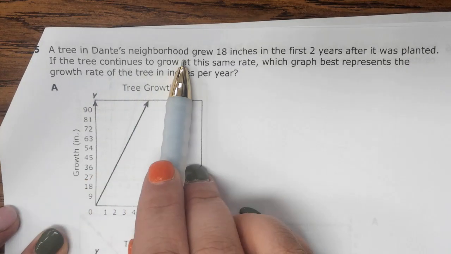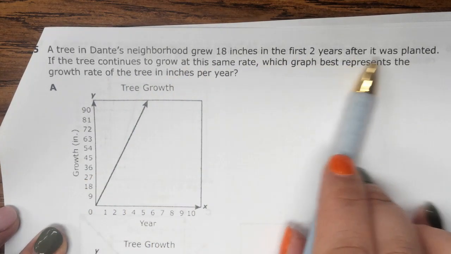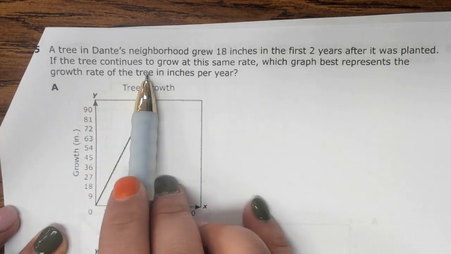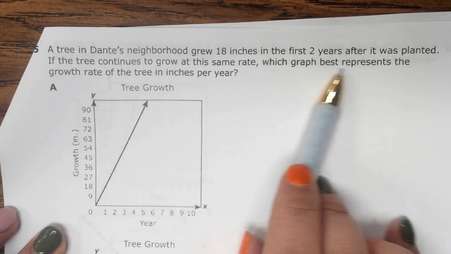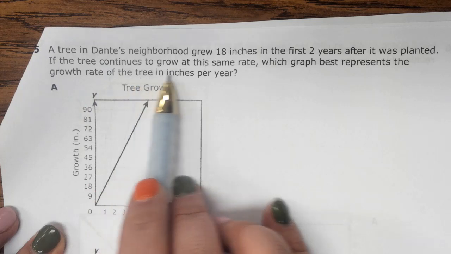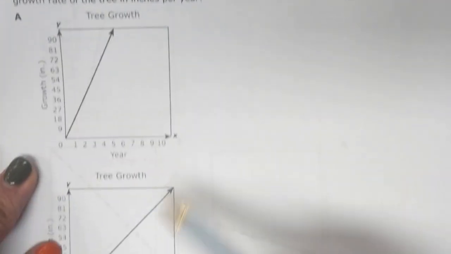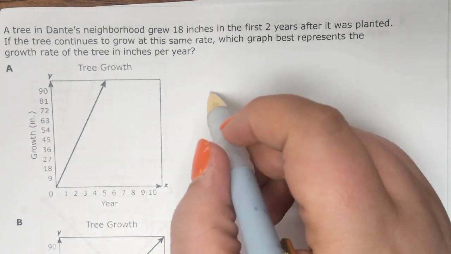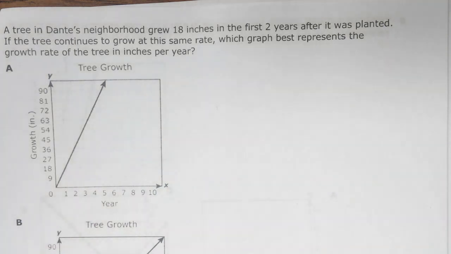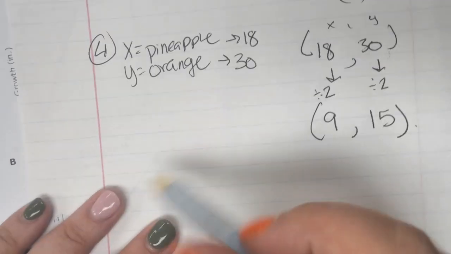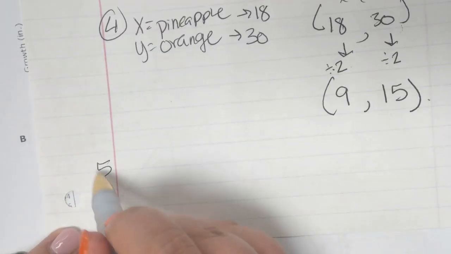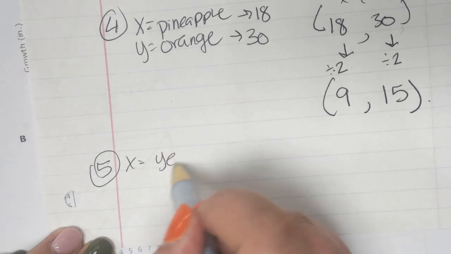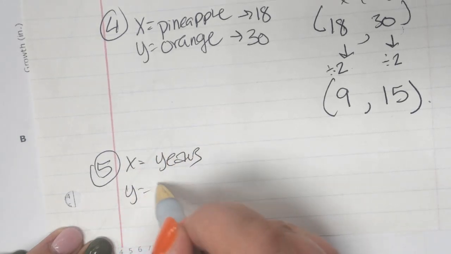A tree in Dante's neighborhood grew 18 inches in the first 2 years after it was planted. If the tree continues to grow at this same rate, which graph best represents the growth rate of the tree in inches per year? So I'm looking at the x-axis is labeled with years, and the y-axis is labeled with growth. So for number 5, x is years, y is growth.